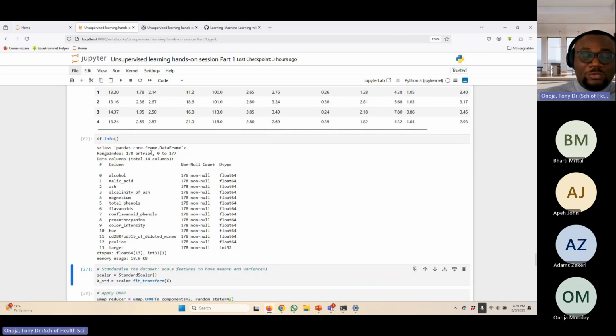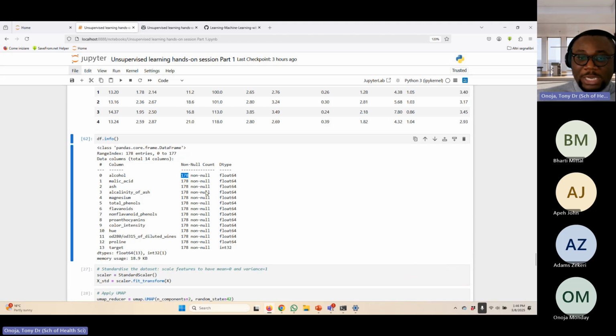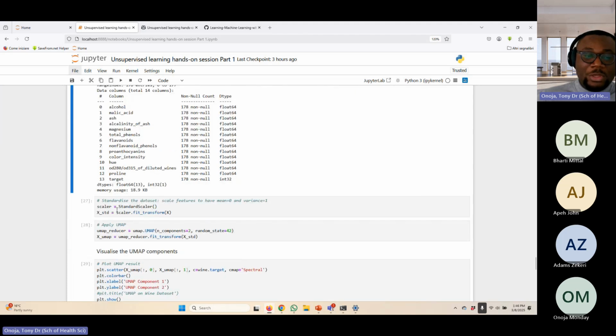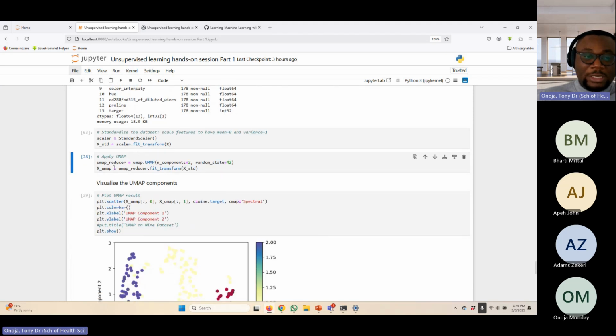Another thing is we do the df.info to see if we are going to spot any form of missing values, and also to know the type of variables we have. Luckily for us, all of them are float. We don't have an integer, which happens to be the target variable. Now, like I said, standardize the data set. So we just did that.